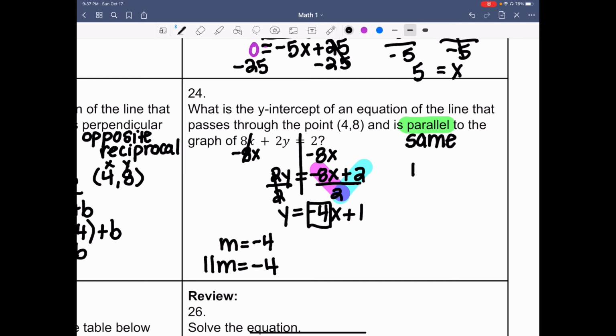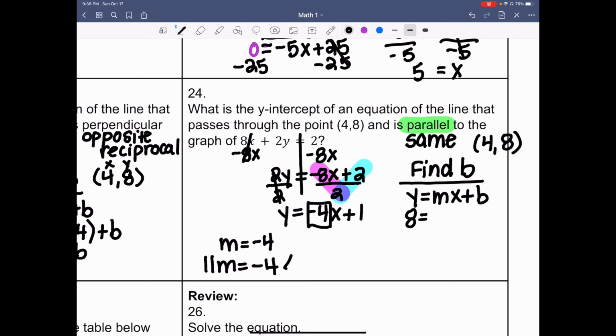So we need to find our y-intercept. And to find our y-intercept, we're going to plug in the point (4, 8). So once we plug in that point, we're going to plug it into y equals mx plus b. So 8 is for y. We're going to use our parallel slope, which is -4, and my x is 4. So I have 8 equals -16 plus b. And then we're going to add 16 to finish solving it.